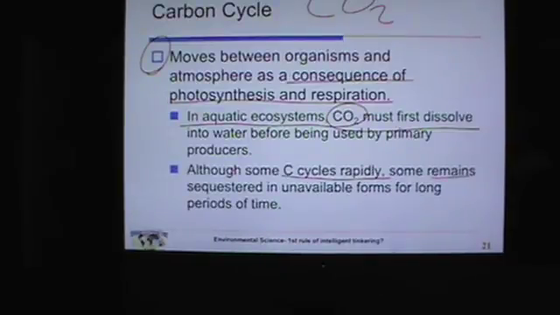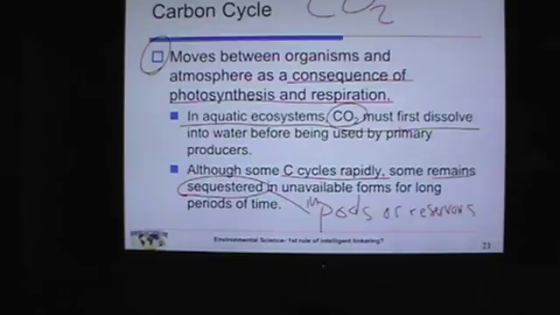Although some carbon does move very quickly through the atmosphere, some of it gets locked up. It's not available for use for very long periods of time. Sequestered, and the term we'll use is pools or reservoirs. Basically, it's an area where that may or may not be available. Some of these pools of carbon dioxide, for example, the carbon dioxide in the atmosphere, is available for use. But there are other forms, pools, reservoirs, same thing in this case, that are unavailable. They're locked up, if you will. Same is true for other nutrients. We'll talk about those in a minute.